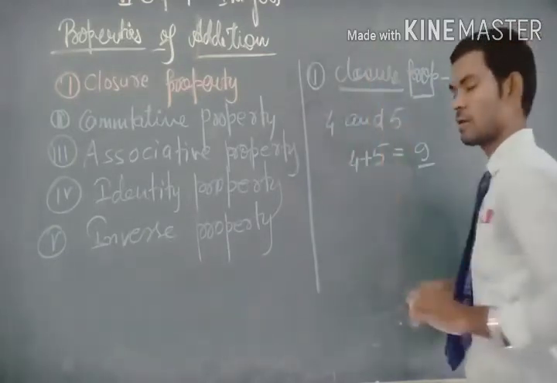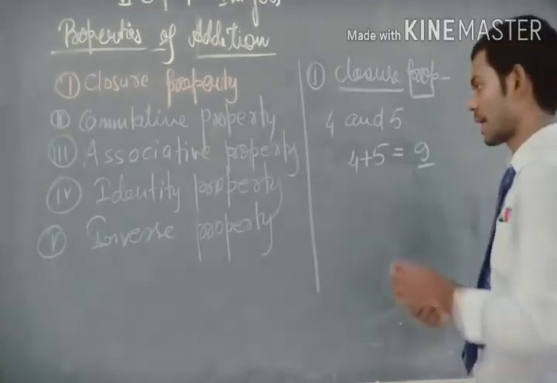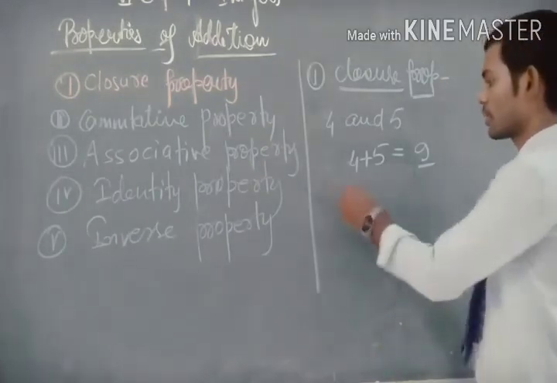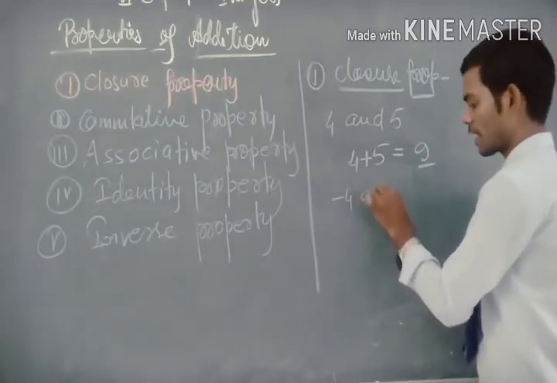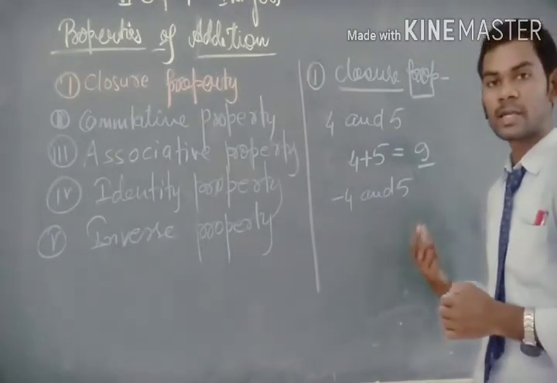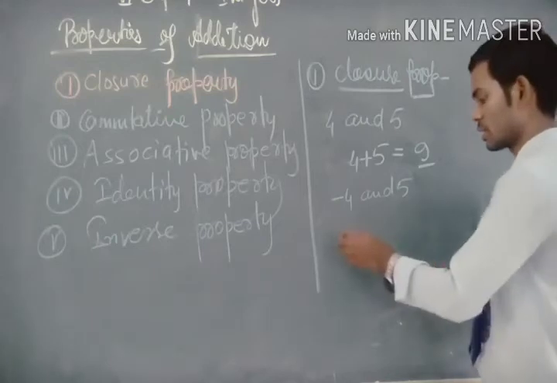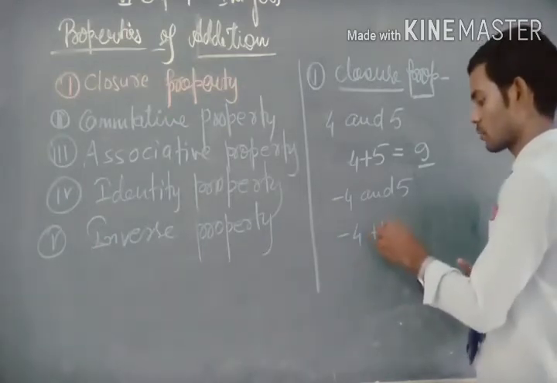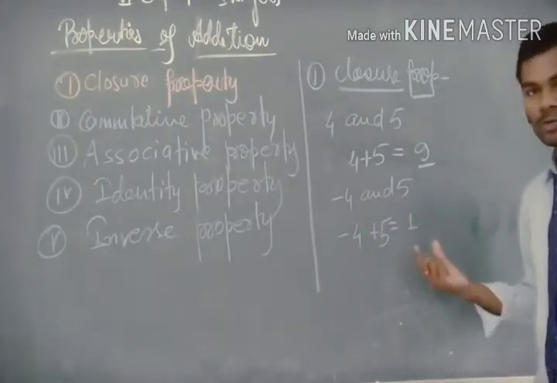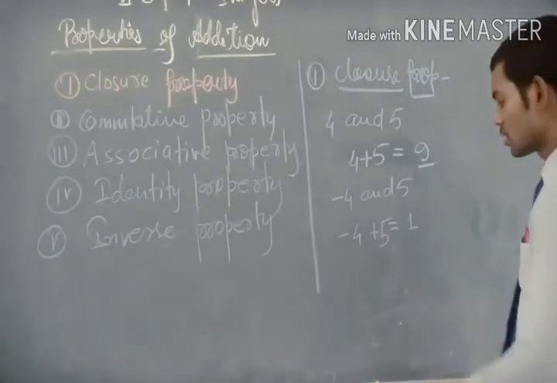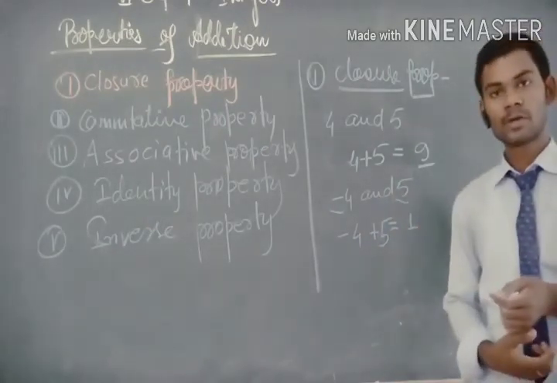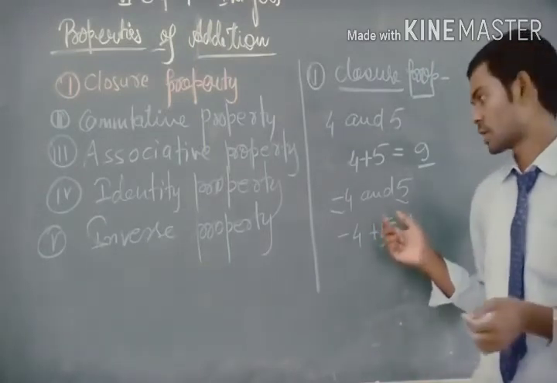Now let's take some more examples, like one negative integer and one positive integer, and check what will happen here. If we take minus 4 and 5, two integers in which one is a negative integer and the second is a positive integer, then on adding minus 4 plus 5 we get 1. And we know that 1 is also an integer, therefore minus 4 and 5 satisfy closure property under addition. Okay students, I hope it is clear to everyone what closure property is.